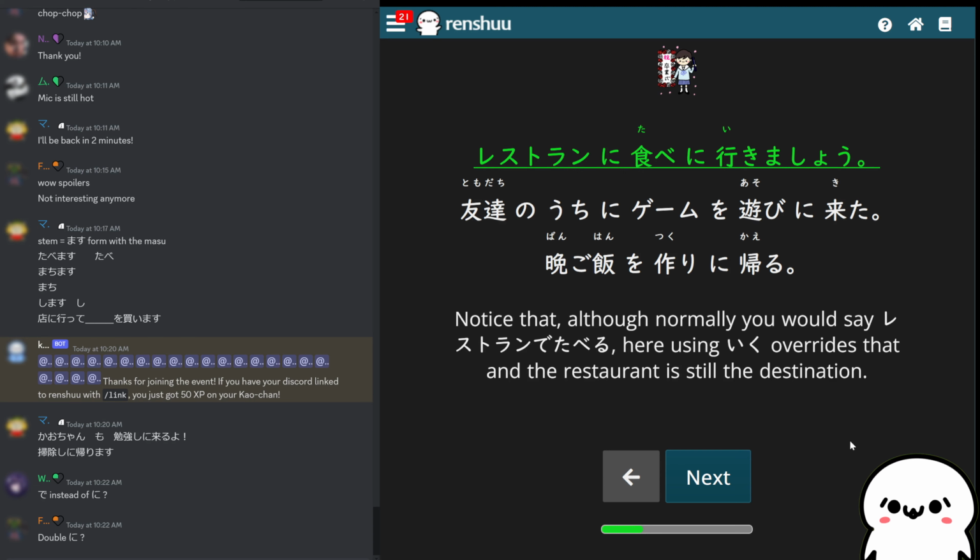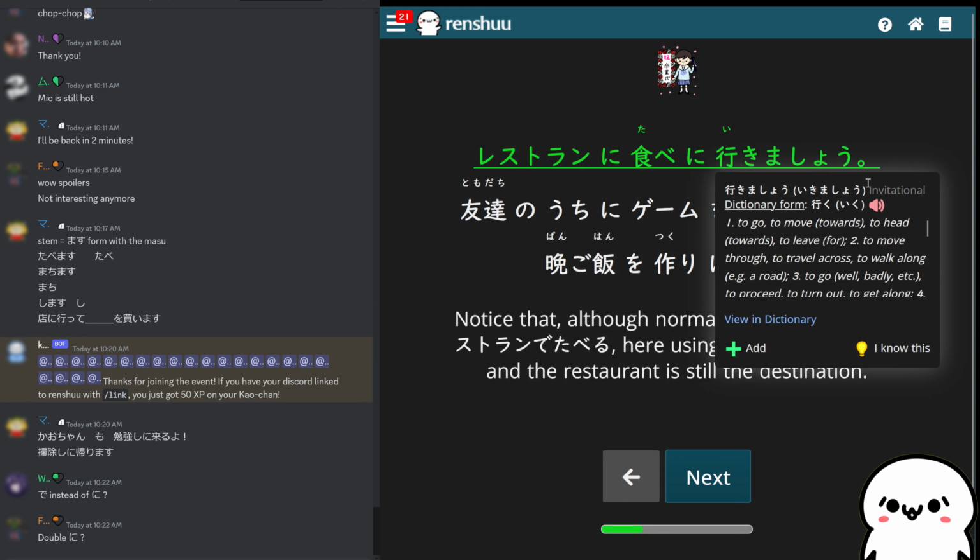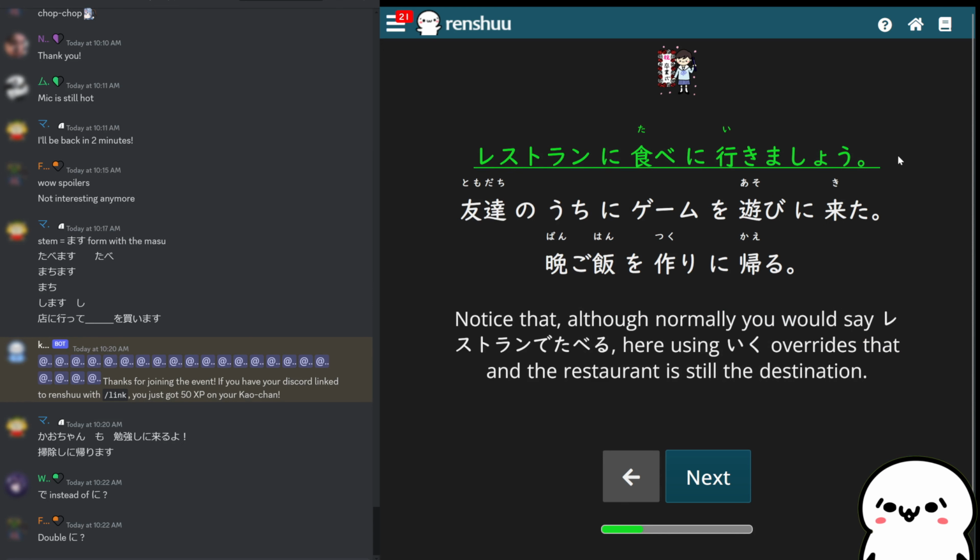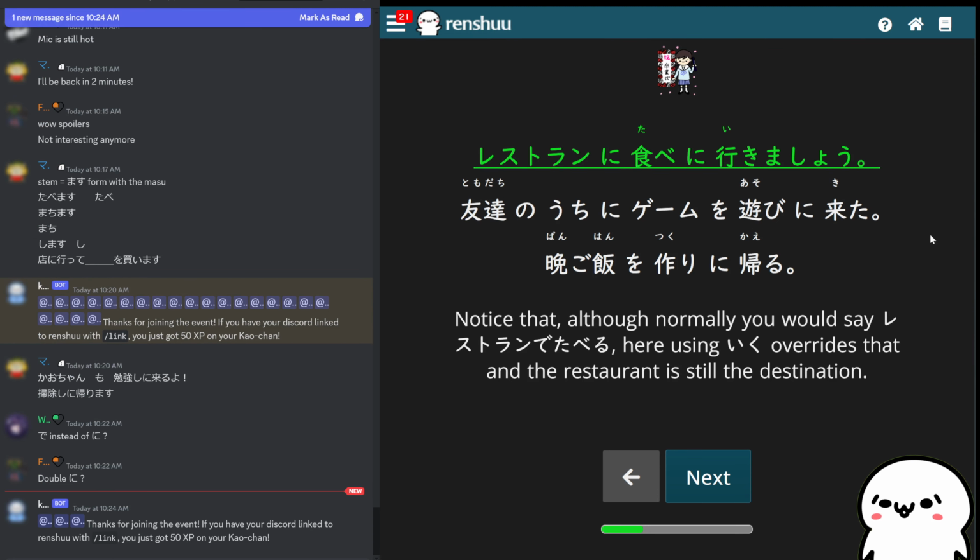And so because of that, you're not using the de, you're using the ni to show the direction of the going. We're going. Where are we going? We're going to the restaurant. So when we have this, and I lost my screen, there we go. When we have this, most of the particles, and particularly the location particle, is going to attach itself to the movement.